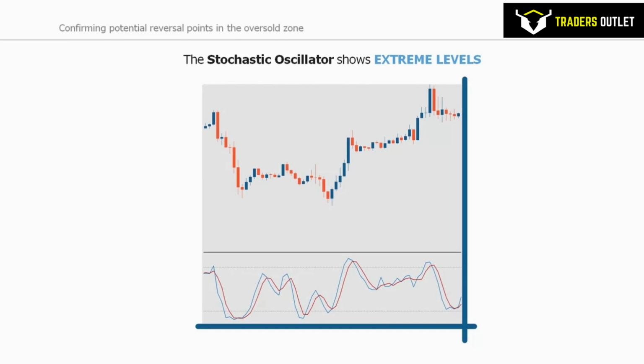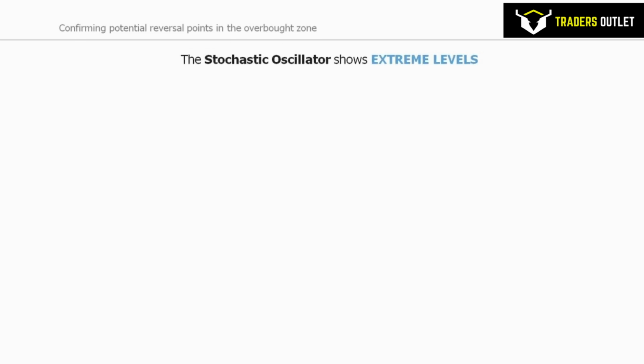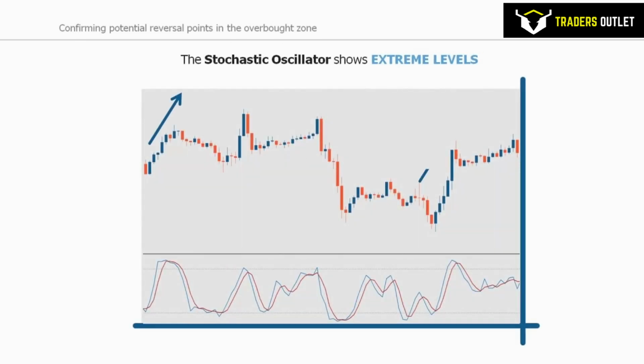When the price moves to extreme lows due to excessive selling pressure, the stochastic indicator is likely to give an oversold reading, indicating to the trader that the market's direction may change. Conversely, if price moves to extreme highs due to heavy buying, the stochastic indicator is likely to give an overbought reading, indicating to the trader that the market's direction may change from up to down.